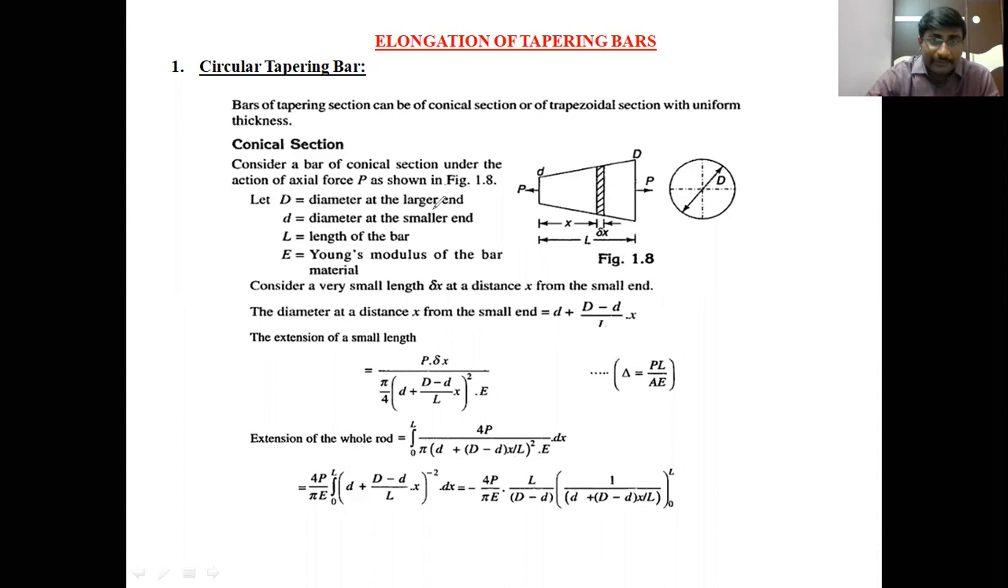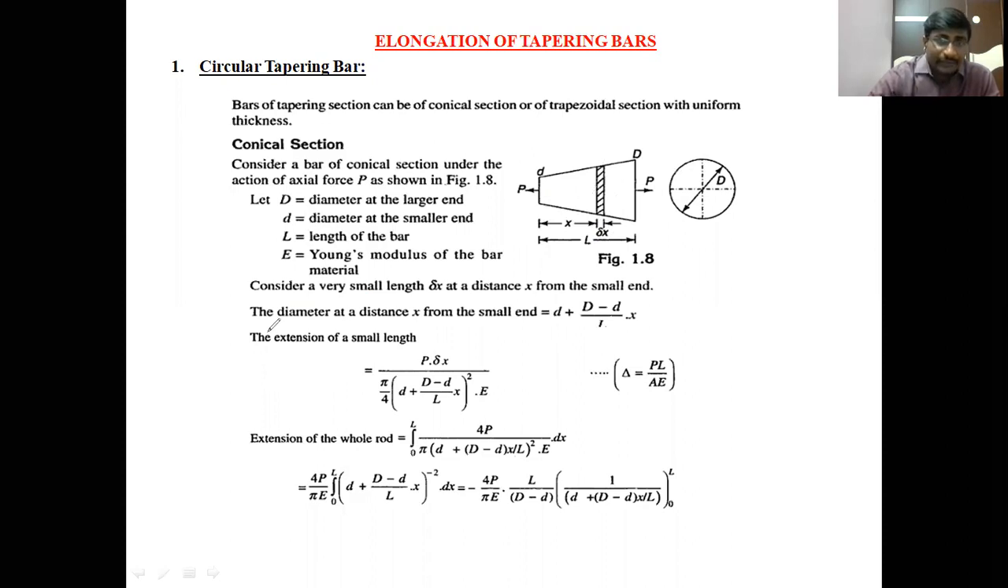Let capital D equal the diameter of the larger end, small d the smaller end diameter, and L the length of the bar. This is the total length of the bar. Young's modulus of the bar is capital E. Then consider a very small length of delta x at a distance of x from the small end. From the smaller end, we are considering a small strip, a small area having the length delta x at a distance of x from the smaller end.